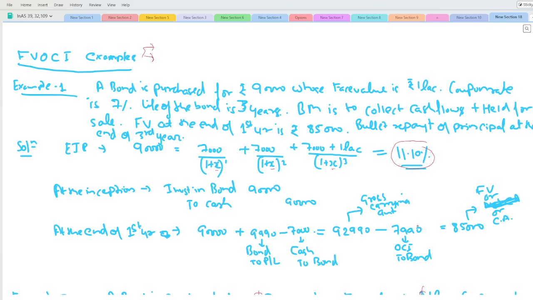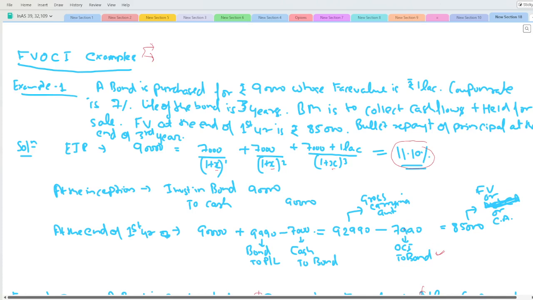92,990 minus 7,990 is coming to 85,000. So this I have taken as a balancing figure here. Okay, so back calculation: 92,990 minus 85,000 is equal to 7,990. So this 7,990 is your fair value movement. And for this, what entry will you be passing? OCI account to bond account. So this is the thing.